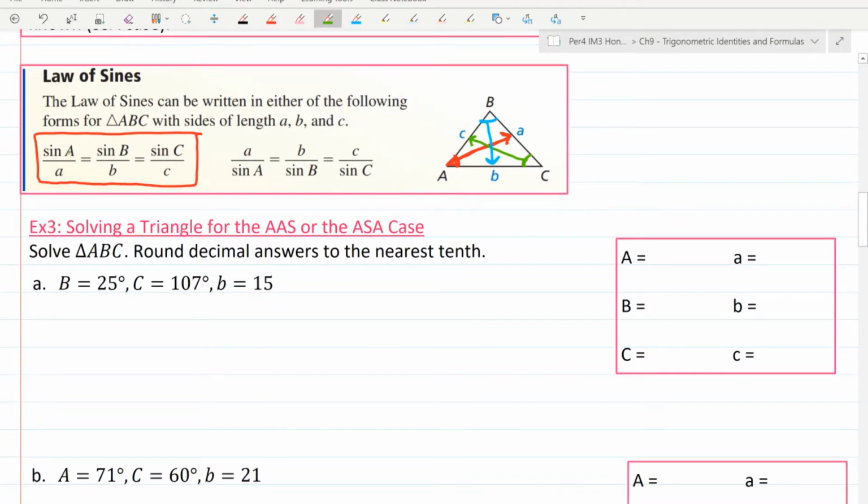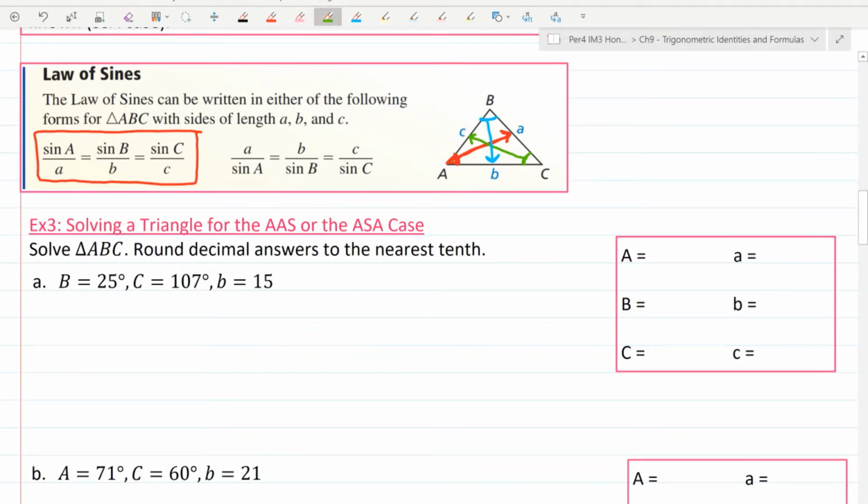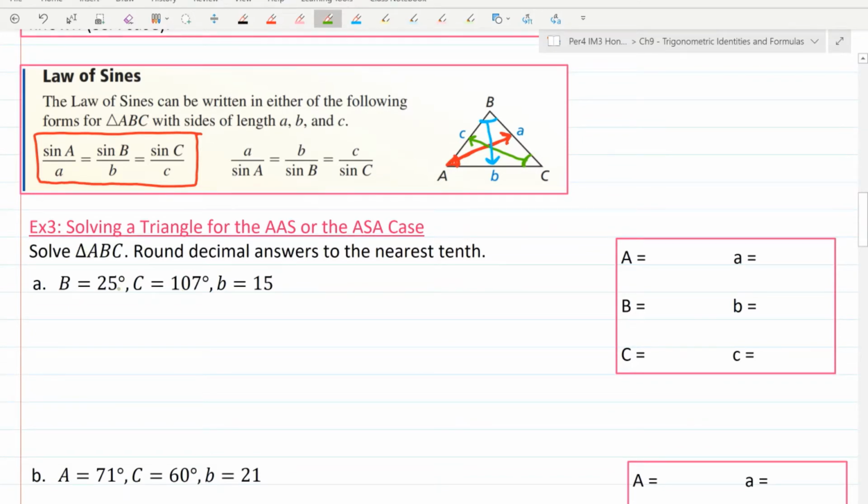In order to use the law of sines, you need to know 2 angles. Or if you only know one angle, then you must know the side that's across from it. If they give you 2 angles, like in the first few examples we're going to do, then there will only be one triangle. Later on, it's possible that there's more than one triangle, and I'll explain that when we get to that point. So let's fill in the values that we know.